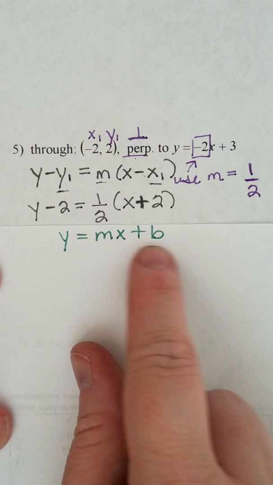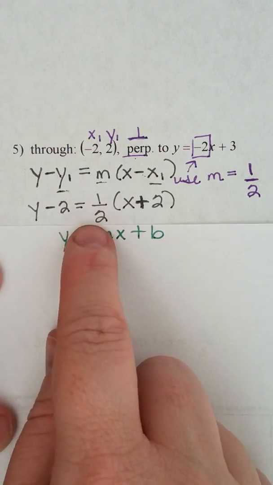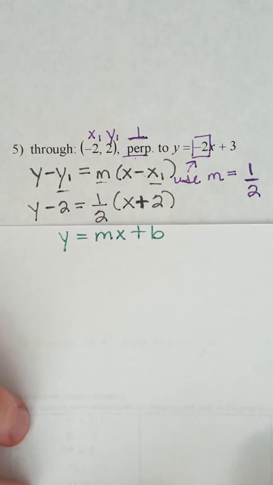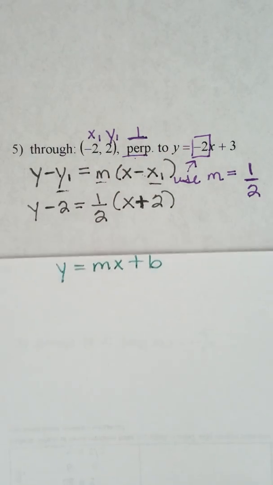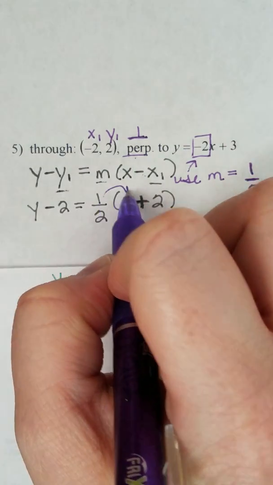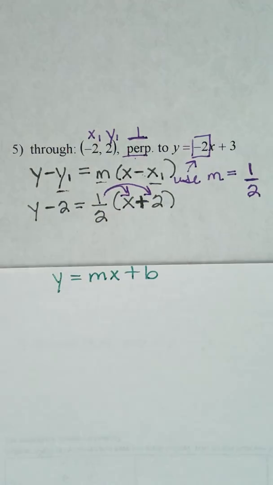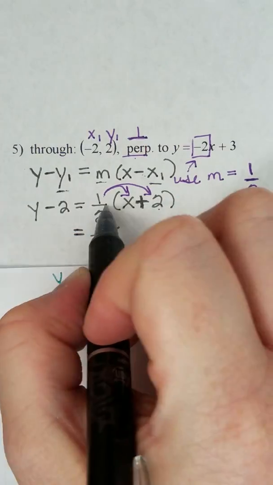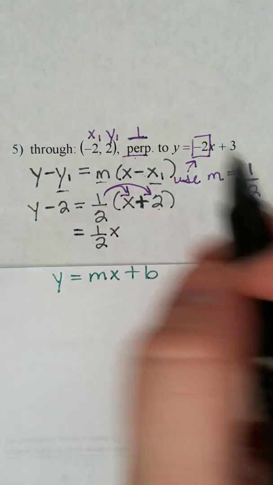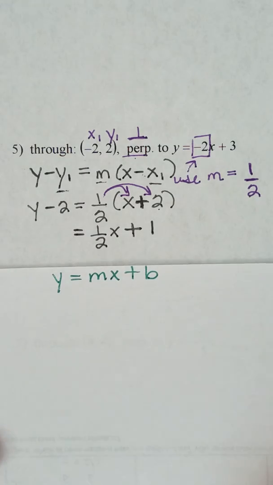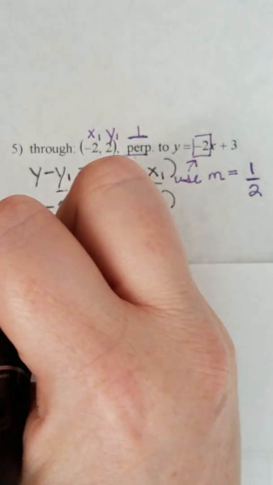I need to have the slope and the y-intercept on this side, and there's parentheses here, so I definitely need to simplify and take care of that. So what I'm going to do first is to distribute, and when I do that, that means I'm going to multiply 1/2 times both of the terms inside my parentheses. So this is going to be 1/2 x. 1/2 multiplied with 2 is going to give me a positive 1. Half of 2 is 1. And then I'm going to bring down my left side.